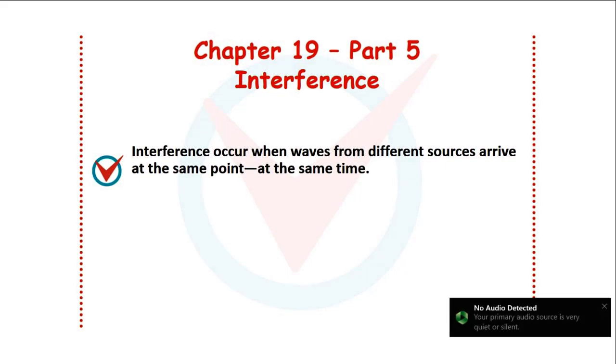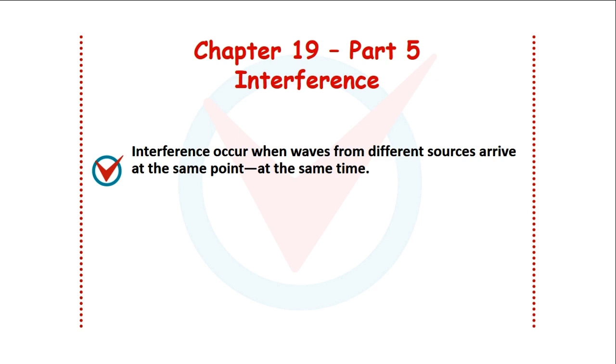Chapter 19, Part 5, Interference. Interference is a famous phenomenon that happens only in waves. Matter, the objects that we see in our life, do not have this behavior. So what is interference?